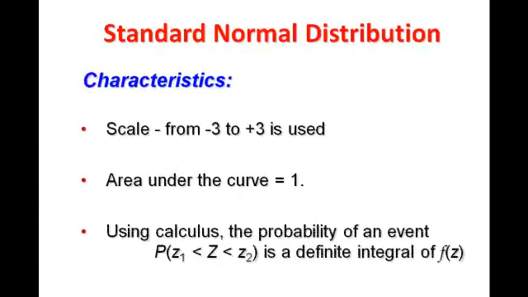When we're looking at z's and the standardized normal distribution, it has a scale from -3 to +3. That means we're going to get a z value that's in that range. The area under the whole curve has to be equal to 1. If we were using calculus, then we could get the probability of a particular event by taking an integral, or through integration. We're not going to do that. We're going to do this approach a different way.